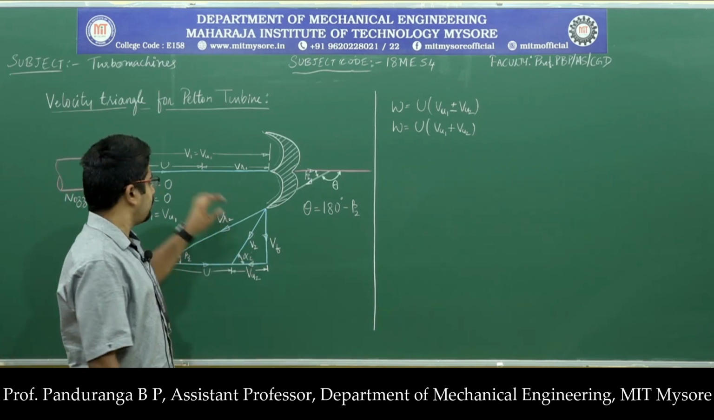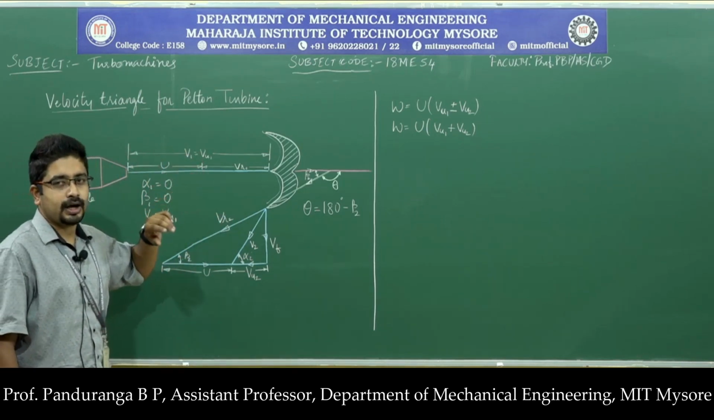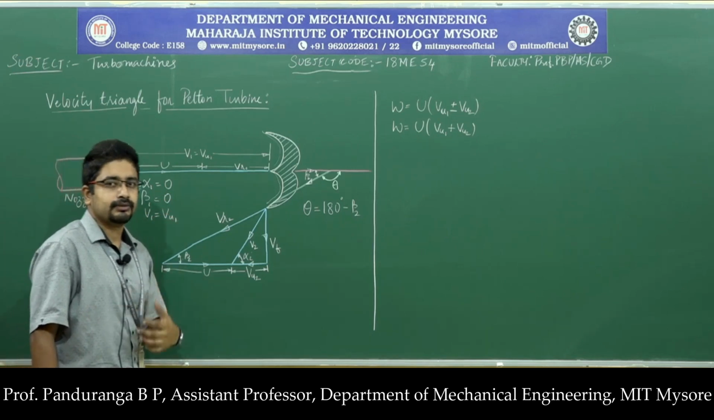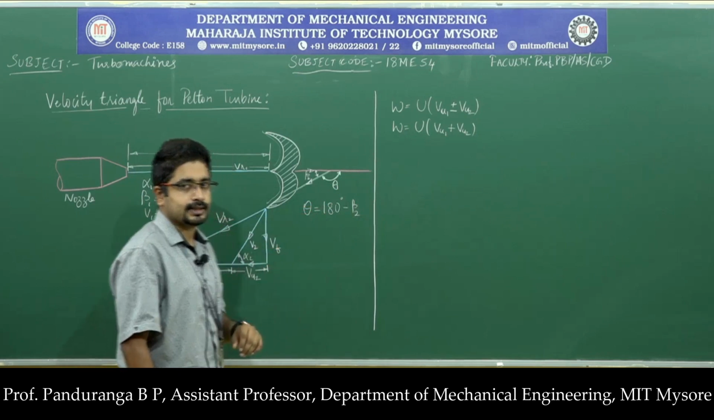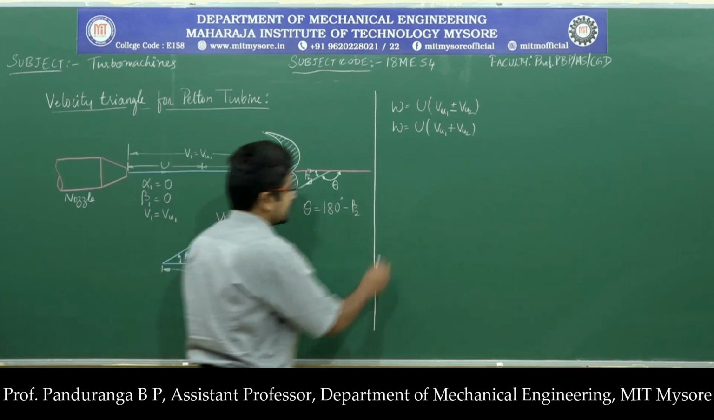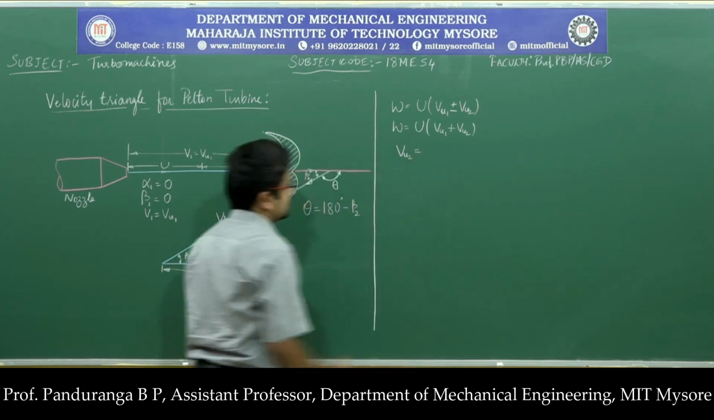So thereby we will be knowing V1 and U as well as the inlet angles. So it will be easy for us to calculate the amount of energy or the work done in this case. So what I'll do is I'll relate Vu2 to the inlet velocity triangle.